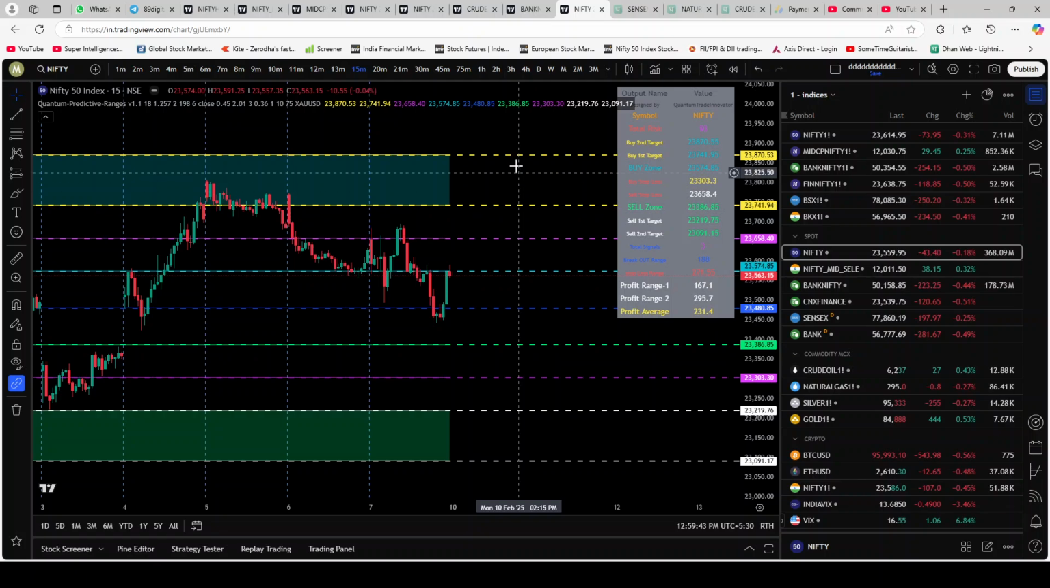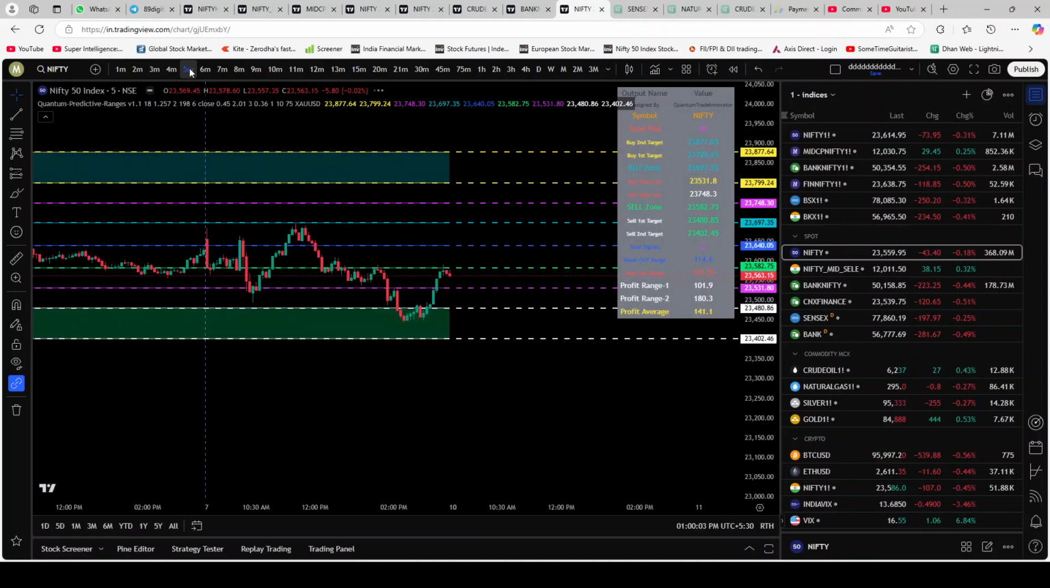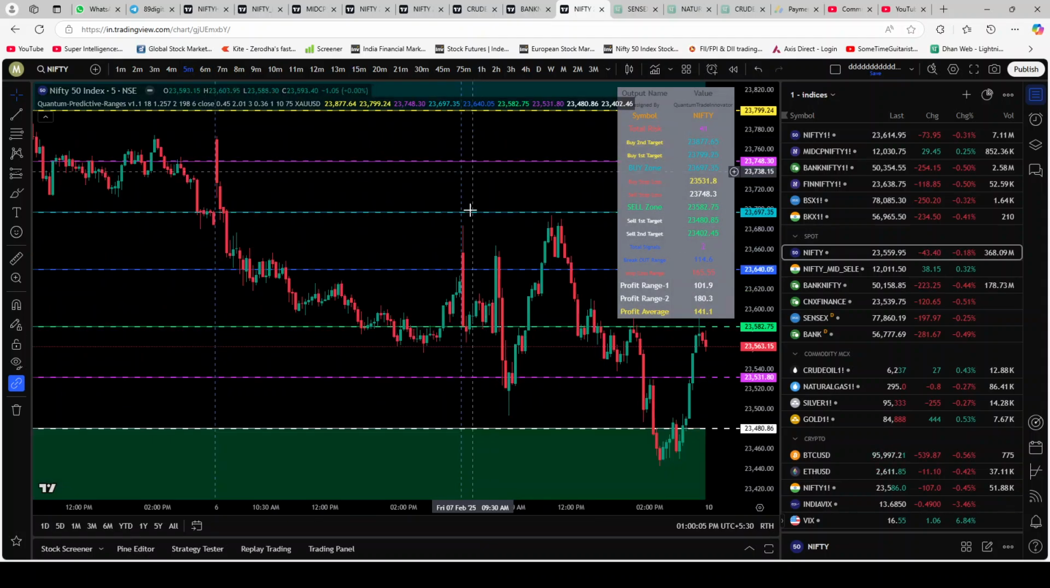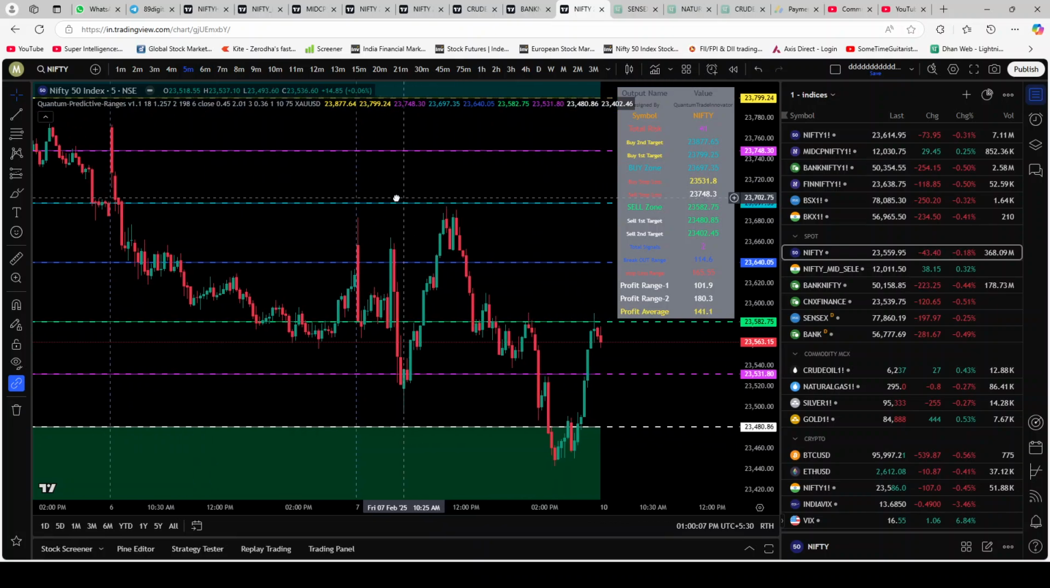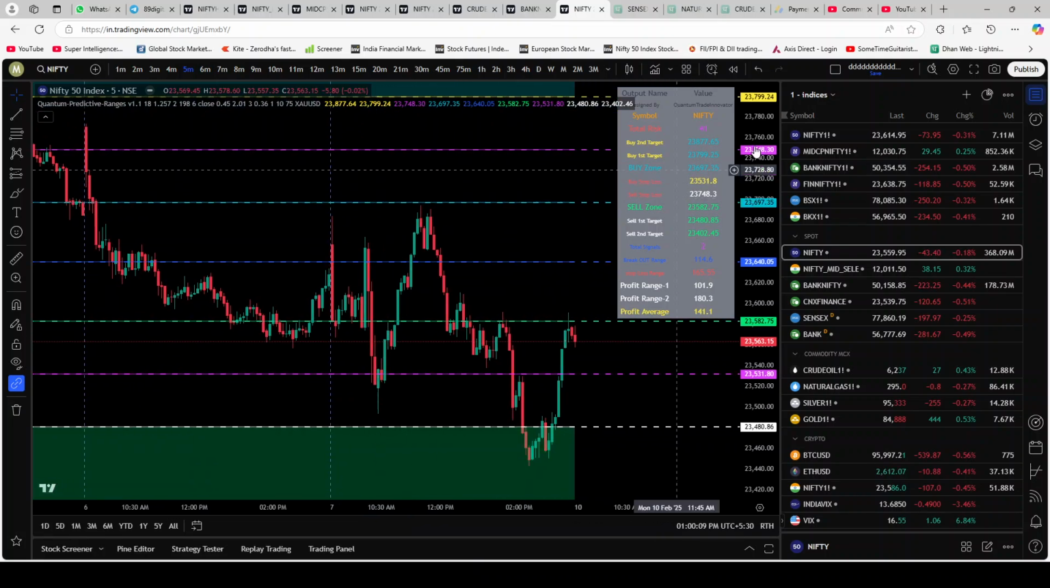So targets on top are in yellow, targets at the bottom are in white. Entry point on top is in light blue shade, and entry point at the bottom is coming with a green kind of a shading. All right, so very intuitive. You basically don't need any other indicator with this. It's giving you most of the information that you want.